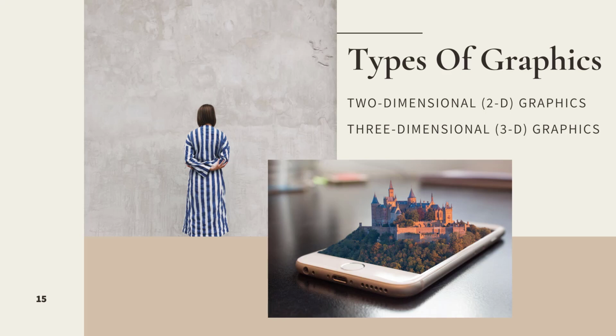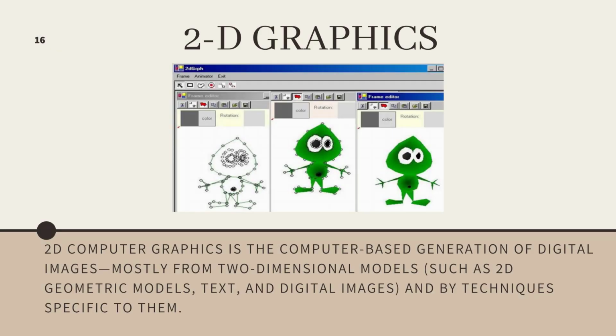and there are actually two types of graphics, very common types, which are the 2D graphics and the 3D, two-dimensional and three-dimensional. And let's go and see each one and its types. First type, which is the two-dimensional graphics, and this type of graphics is usually computer-based generation of, for example, digital images, and it's mostly from two-dimensional models such as 2D geometric models, text, and so on.